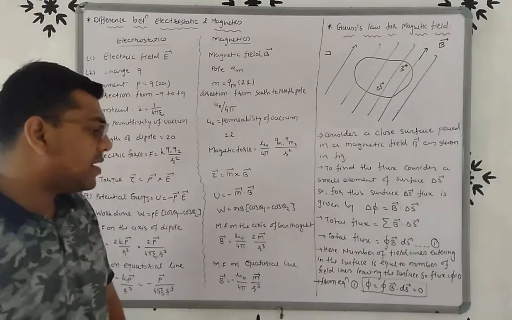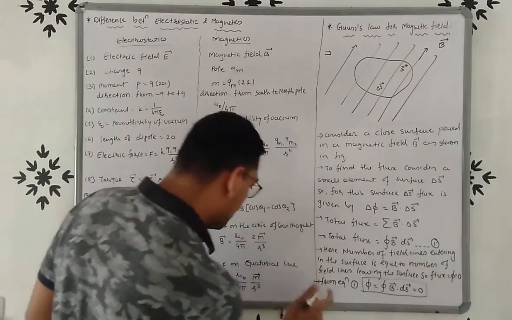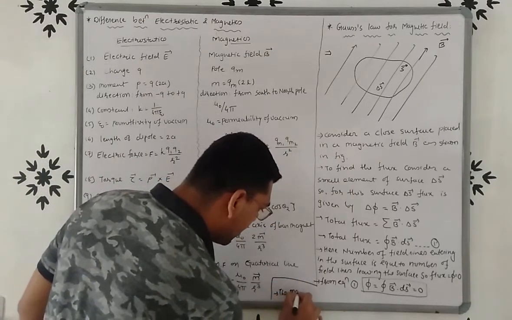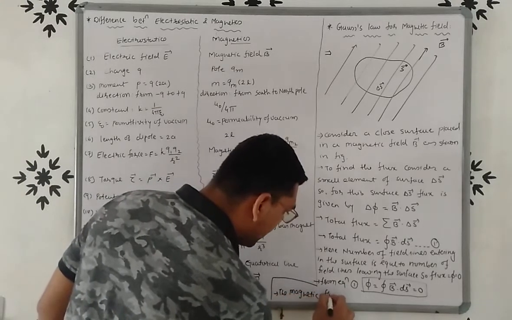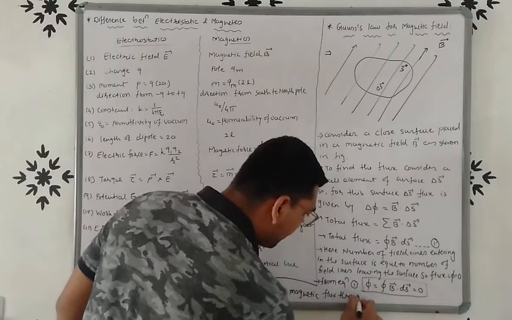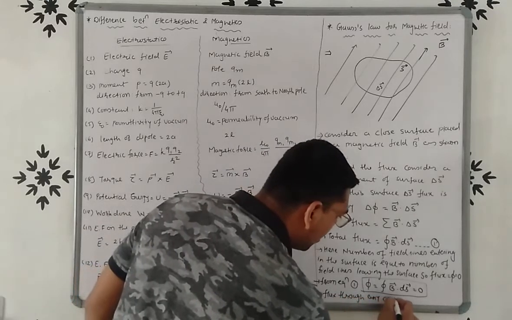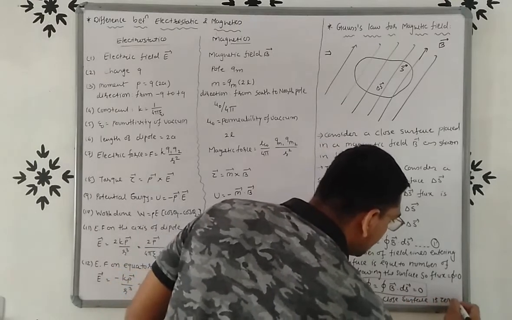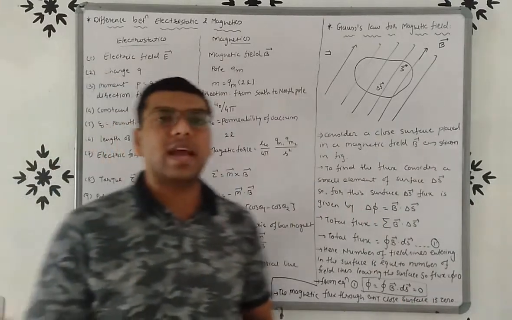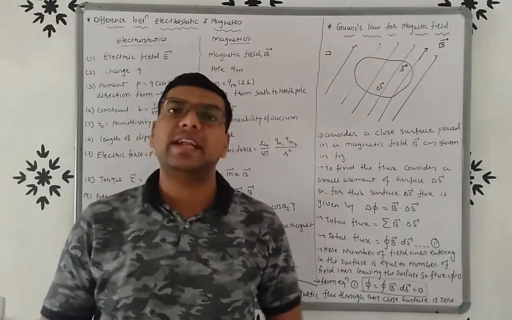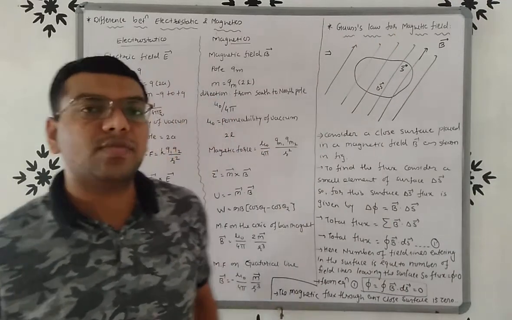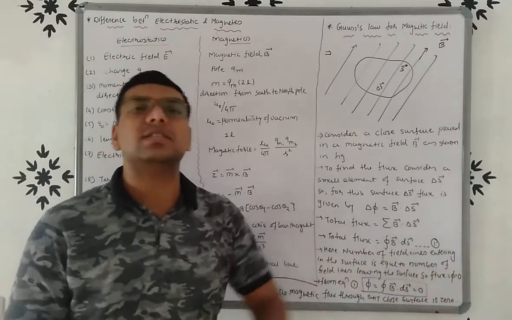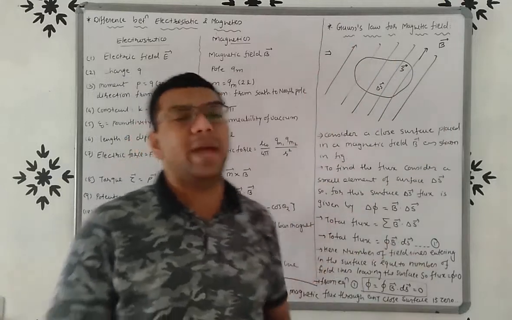So what is this statement? Here the magnetic flux through any closed surface is 0. So this is known as the Gauss law for the magnetic field. So what is the statement of the Gauss law? The magnetic flux through any closed surface is 0. So this is the Gauss law for magnetic field.